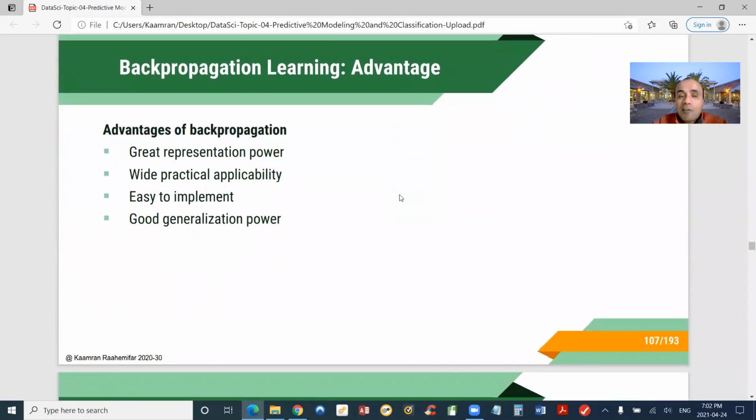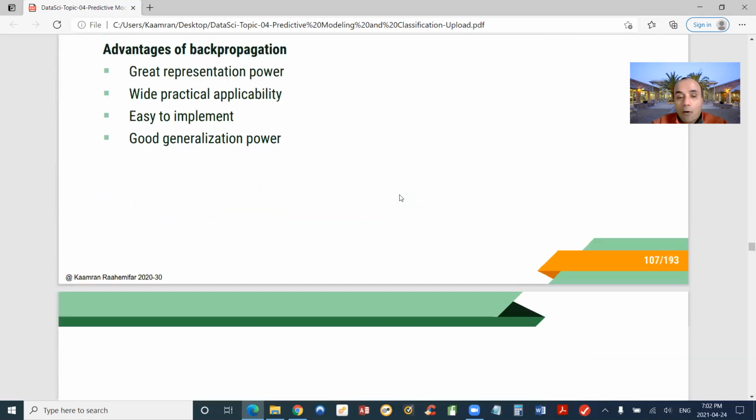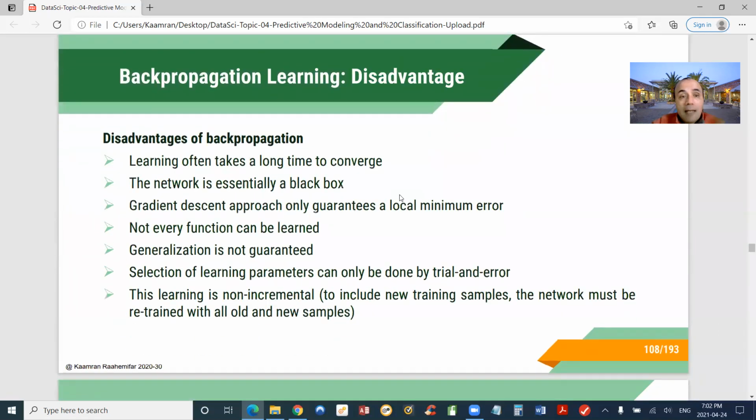Backpropagation has some advantages. It has great representation power, wide practical applicability, easy to implement, and good generalization power, but it has disadvantages. Learning often takes a long time to converge. The network is essentially a black box. You don't know what is inside. And the W's, a gradient descent approach only guarantees a local minimum value. You want to have a minimum error. You want to have the least error if possible.